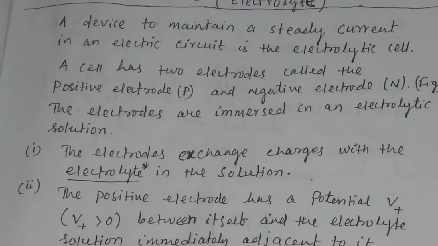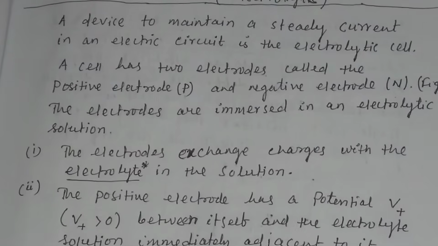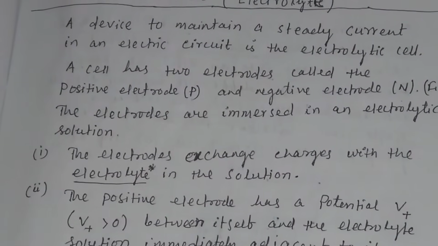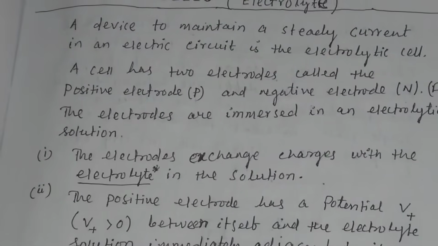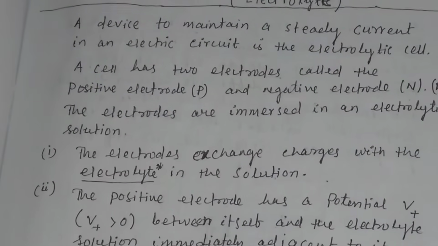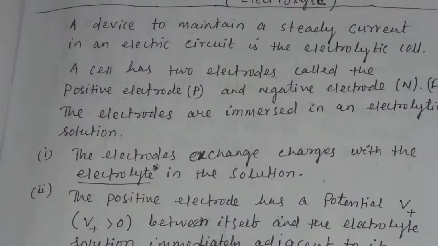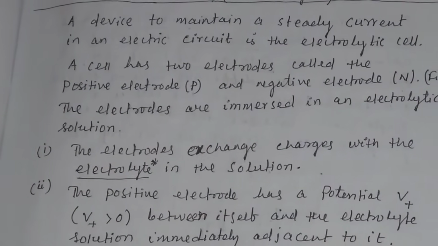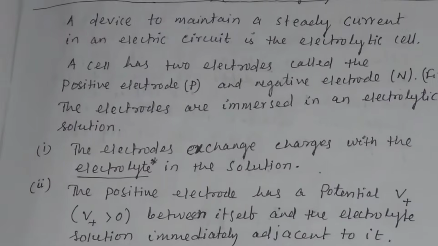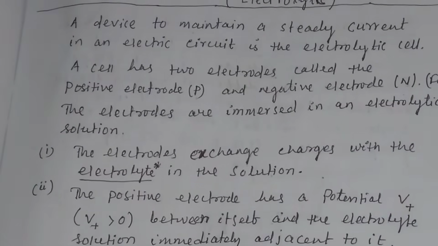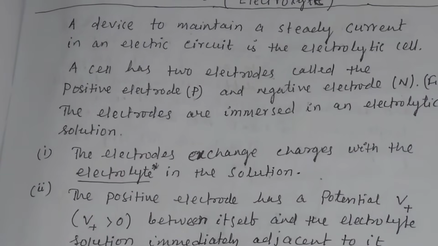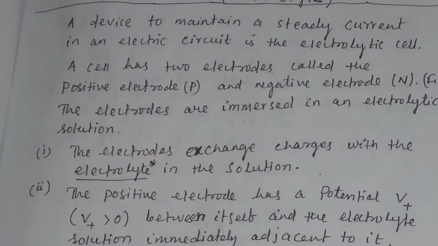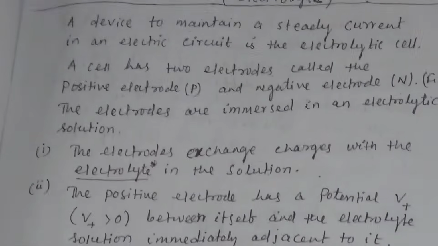So let us discuss electrolytic cells. A device to maintain a steady current in an electric circuit is called the electrolytic cell. A cell has two electrodes called the positive electrode, where P stands for positive, and the negative electrode, where N stands for negative. The electrodes are immersed in an electrolytic solution.